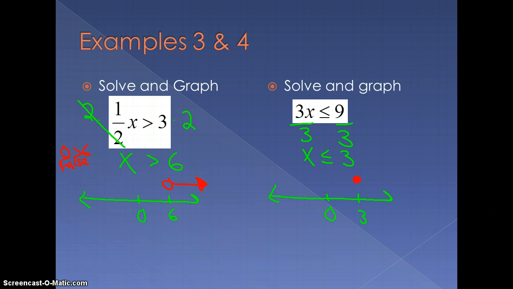Let's test the point 0. I get 0 is less than or equal to 3. That's true. So that means 0 has to be a solution to our inequality, so we shade towards it. Now we have 0, -1, -2. All the numbers over here are solutions, not just 3, not just 0, anything to the left of 3.